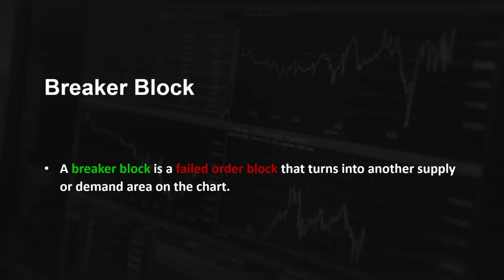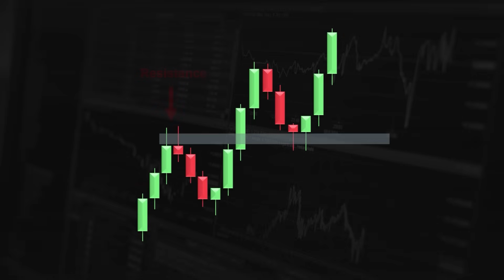A breaker block is a failed order block that turns into another supply or demand area on the chart. From basic price action, we know that whenever the price breaks through a resistance level, it becomes support due to the behavior of market participants. Similarly, whenever the price breaks through a support level, it becomes resistance when the market taps into that area again. The same concept applies to order blocks as well.